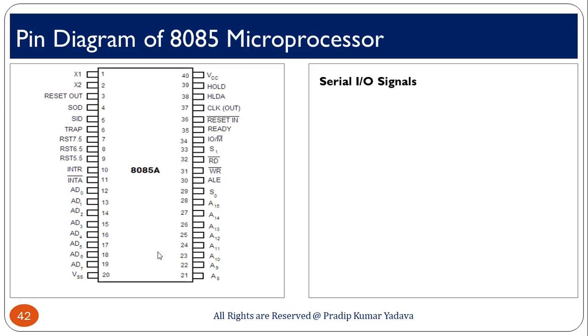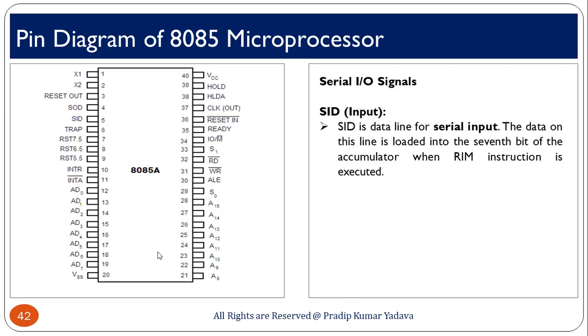Now talking about two pins, pin number 4 and 5. One is SID, used for serial input data transmission. The second is SOD, serial data output, used for taking output in case of serial communication. SID is the data line for serial input. The data on this line is loaded into the 7th bit of the accumulator when the RIM instruction is executed. In case of SOD, the SIM instruction is to be executed.